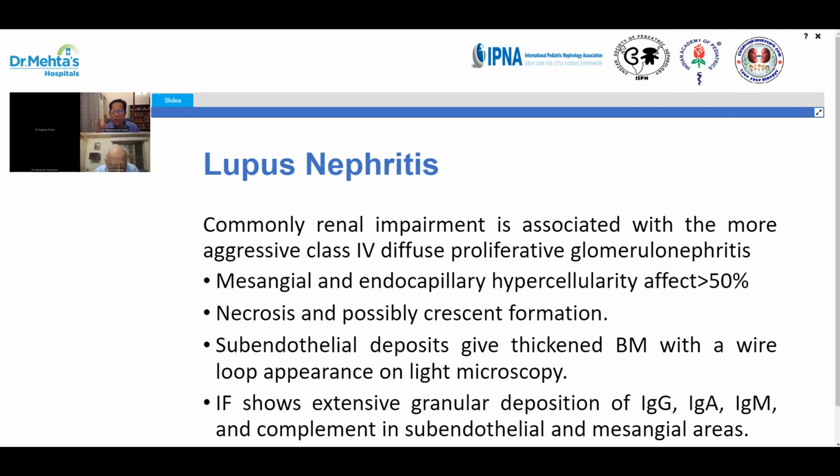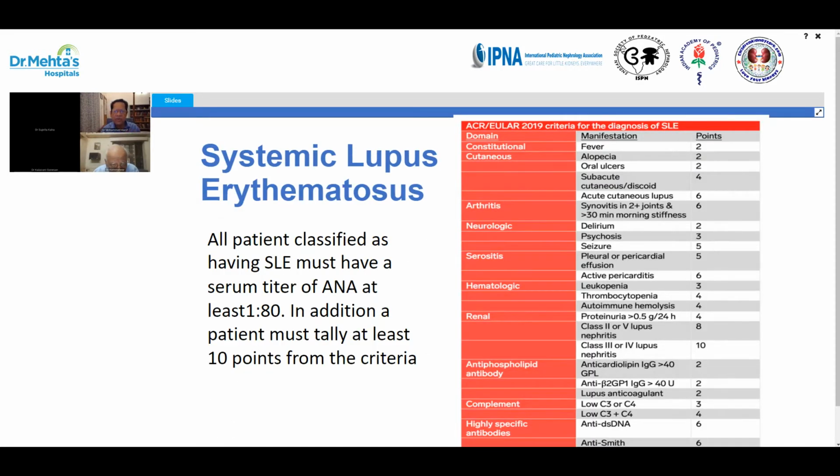If you look at the criteria for lupus, according to the ACR and EULAR in 2019, there are some criteria that are constitutional, that is fever, cutaneous, arthritis, neurologic, serositis. Out of these criteria, when there are 10 points, it indicates a possibility of lupus.